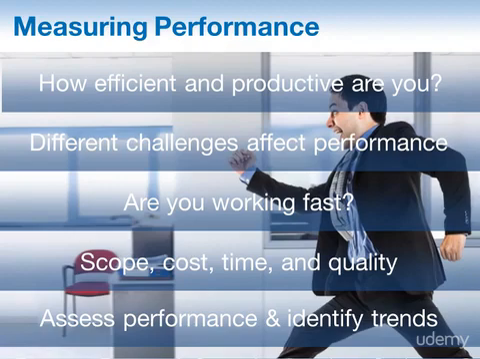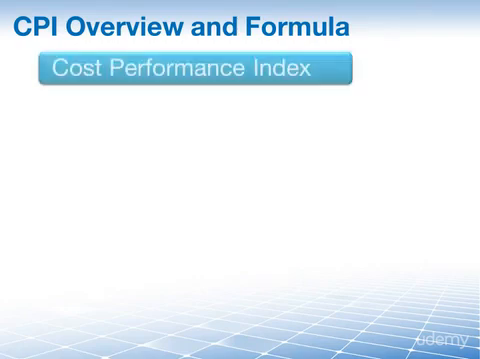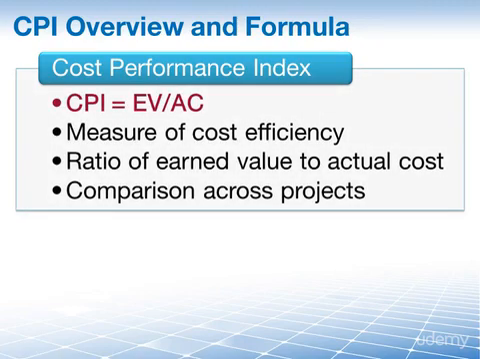These indices are a bit more useful than just the variance values in identifying trends. Let's take a closer look at these indices in the next few slides. The first index that you must be able to calculate for the PMP exam is the Cost Performance Index, the CPI. This is also sometimes known as your run rate or your burn rate. This is a measure of cost efficiency on your project, and it is the ratio of earned value to actual cost, and it is calculated simply by dividing earned value by actual cost.